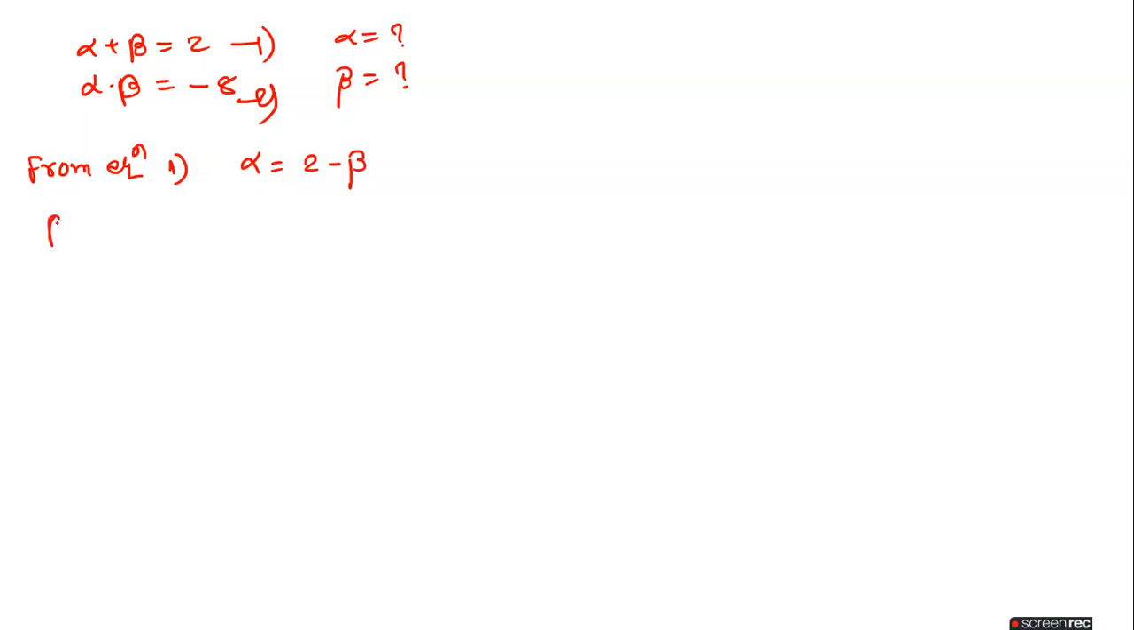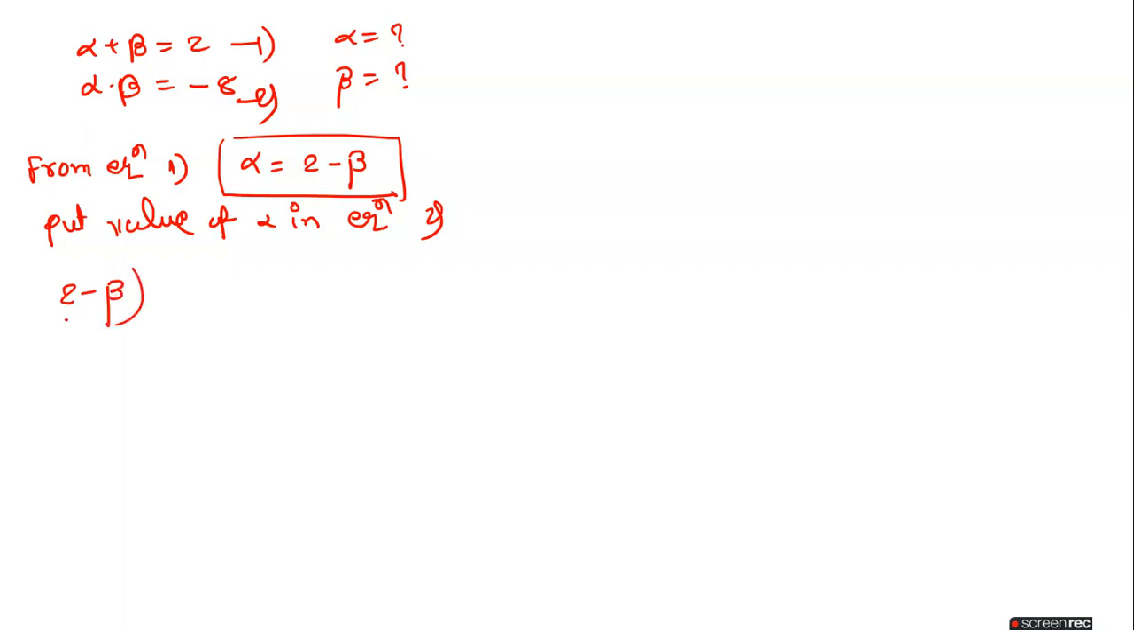Now put the value of alpha in equation number second. Instead of alpha, now I will write this value, 2 minus beta, into beta is equal to minus 8. Clear? Now 2 beta minus beta square is equal to minus 8. So 2 beta minus beta square plus 8 is equal to 0.